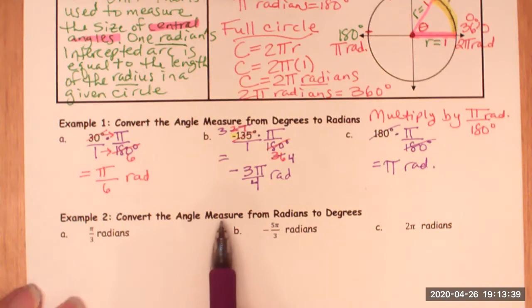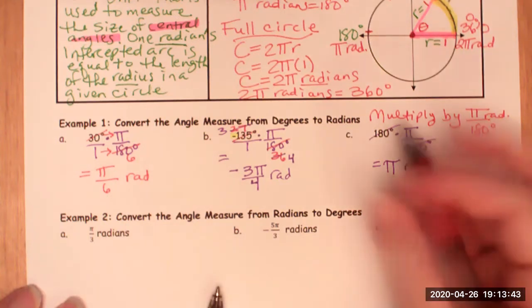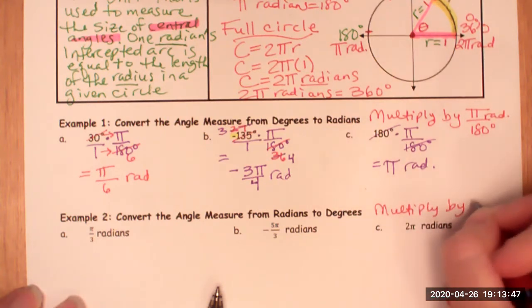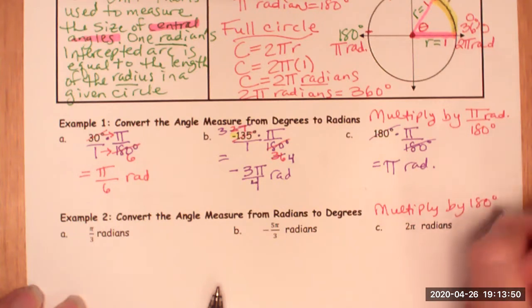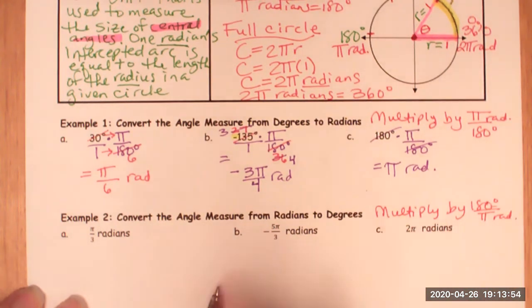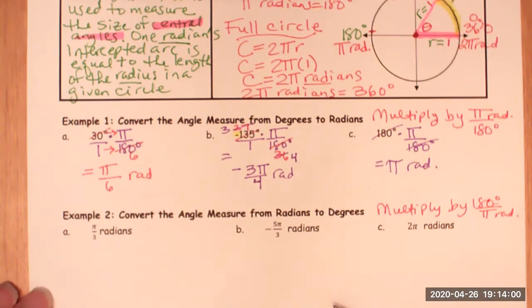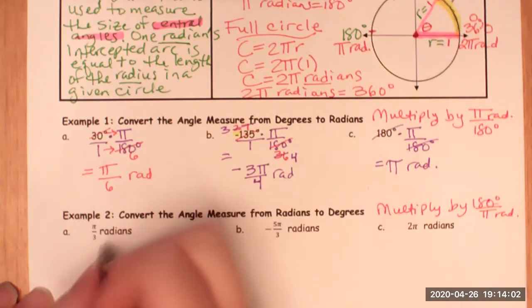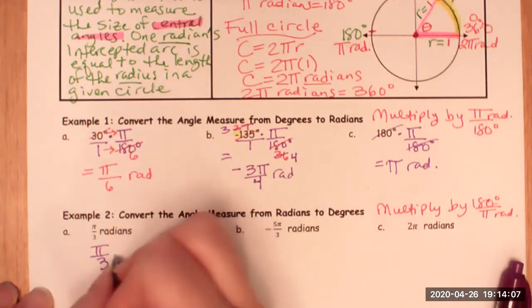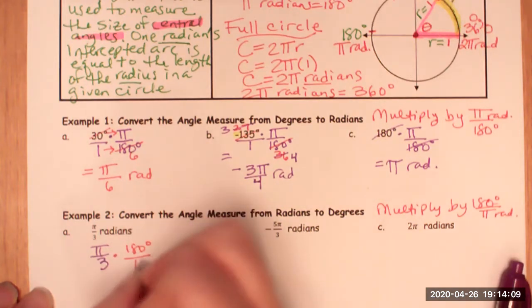This time we're going to work backwards and go from radians to degrees. So we're going to multiply by 180 degrees over pi radians to be able to convert from radians to degrees. We'll start out here with pi over 3 radians. So we've got pi over 3, and we'll multiply by 180 degrees over pi.